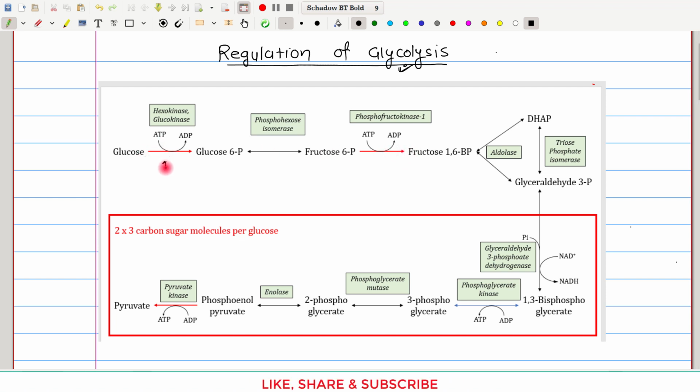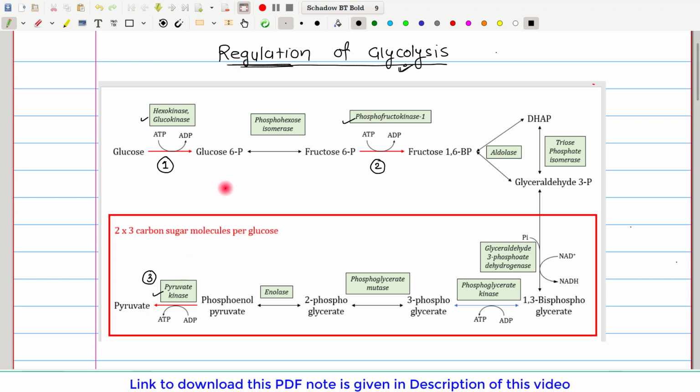The first irreversible reaction is this reaction, which is catalyzed by hexokinase or glucokinase. The second irreversible reaction is this reaction, which is catalyzed by the phosphofructokinase 1 enzyme. And the third and final irreversible reaction is this reaction, which is catalyzed by pyruvate kinase. Regulation of glycolysis occurs at all these three irreversible reactions, but the most effective and most prominent regulation occurs at the second irreversible step. Now, why is this second irreversible step the most important regulatory point for glycolysis?